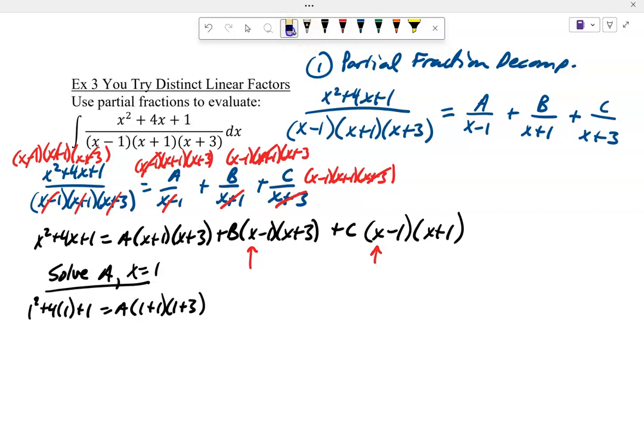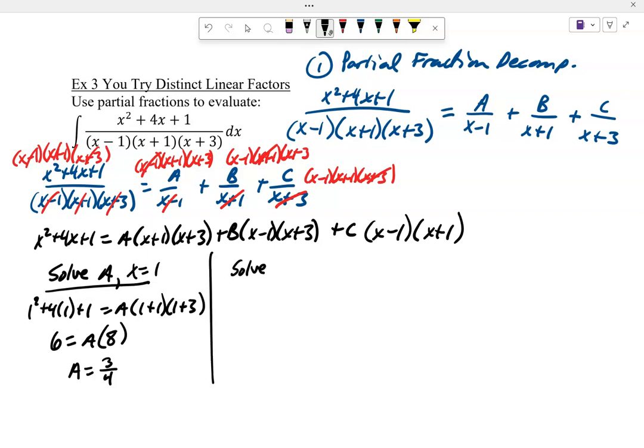So I got 6 equals A times 2 times 4, which is 8. Divide both sides by 8, so I get 6/8 or 3/4. Okay, there's my A.